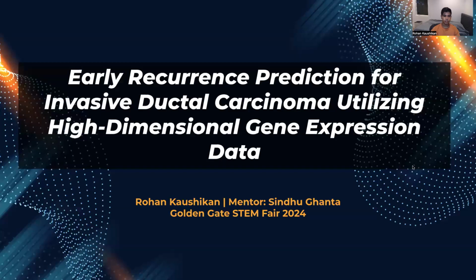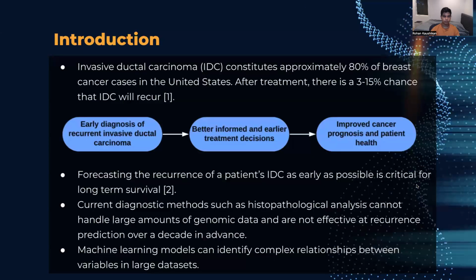Now, our research focus was to use machine learning and mRNA expression data to predict the recurrence of invasive ductal carcinoma very early in advance. Invasive ductal carcinoma, or IDC, makes up the vast majority of breast cancer cases in the United States. There are a variety of treatment options, but even after treatment, not all tumor cells might be censored, and the cancer has a chance of recurring after 5 or 10 years.